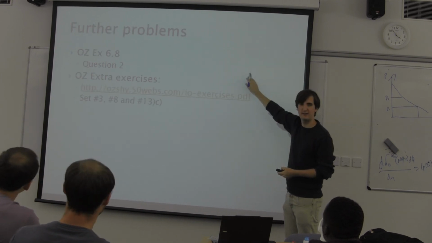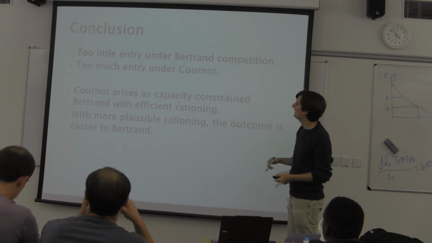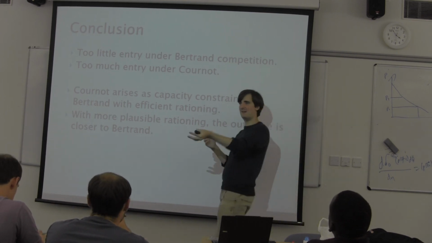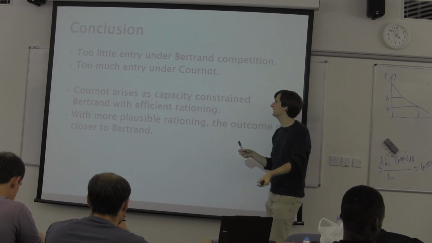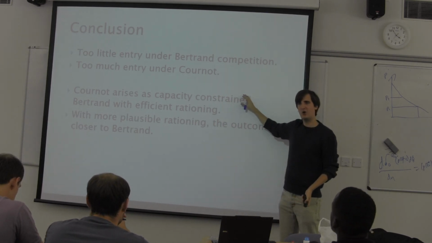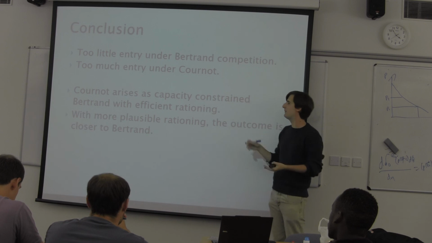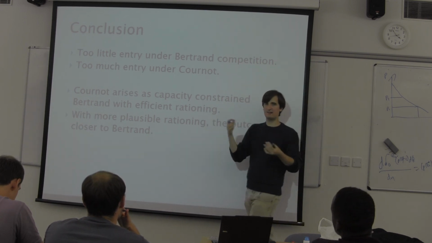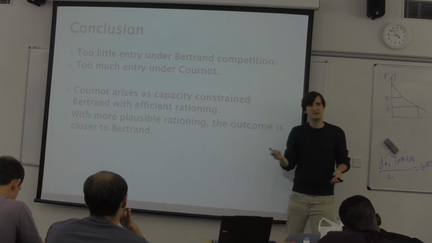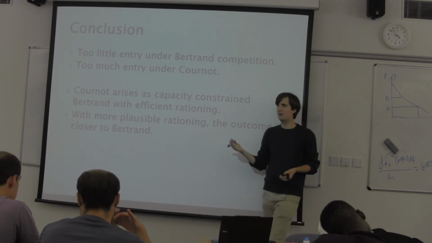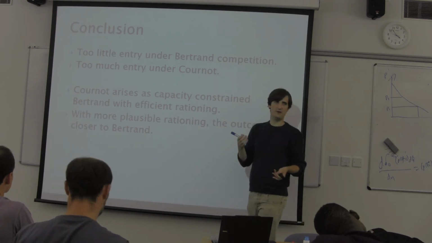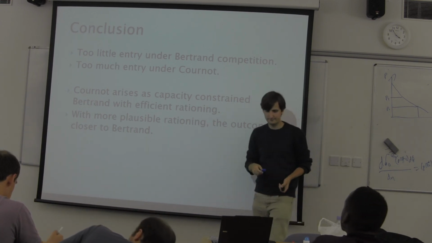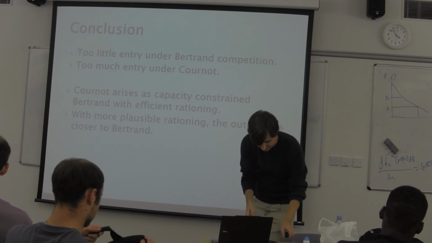With more exercises. So to conclude, we've got too little entry under Bertrand competition, too much entry under Cournot competition. And the way to think about Cournot is that it's capacity constrained Bertrand competition. And with tighter rationing that seems plausible, you'd expect the outcome to be closer to pricing at marginal cost than standard Cournot.